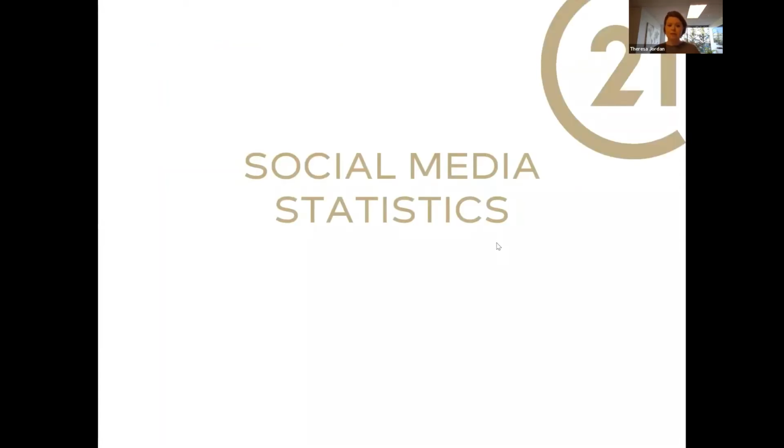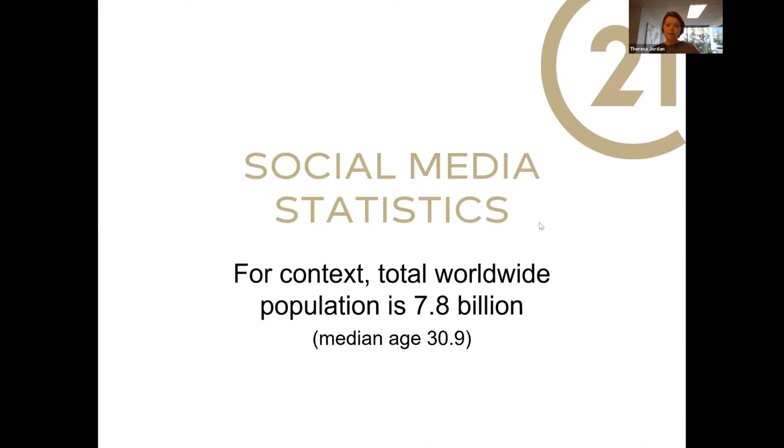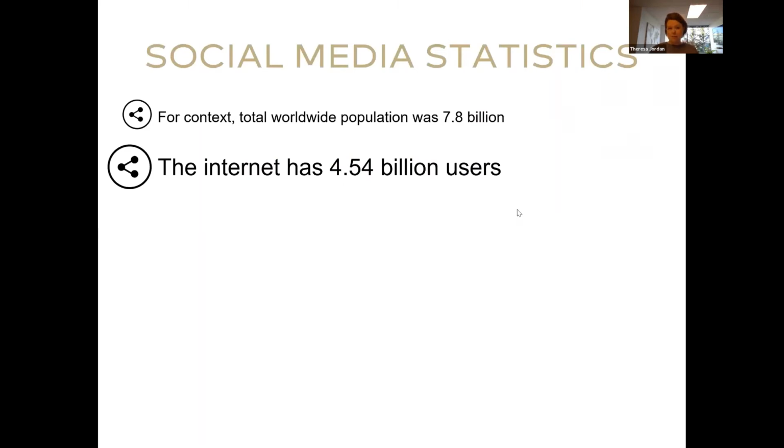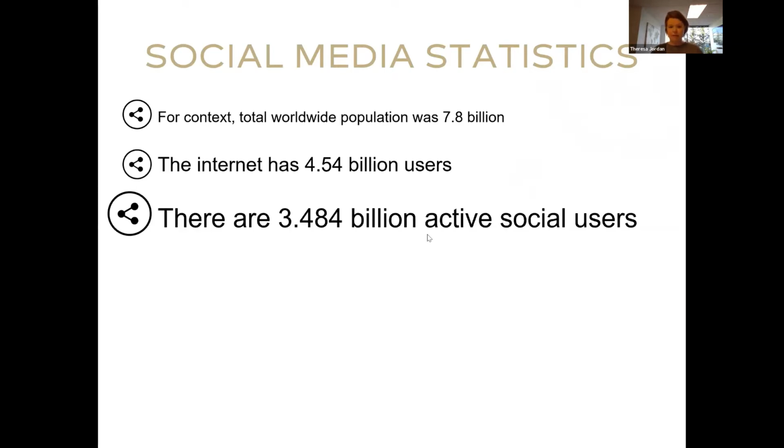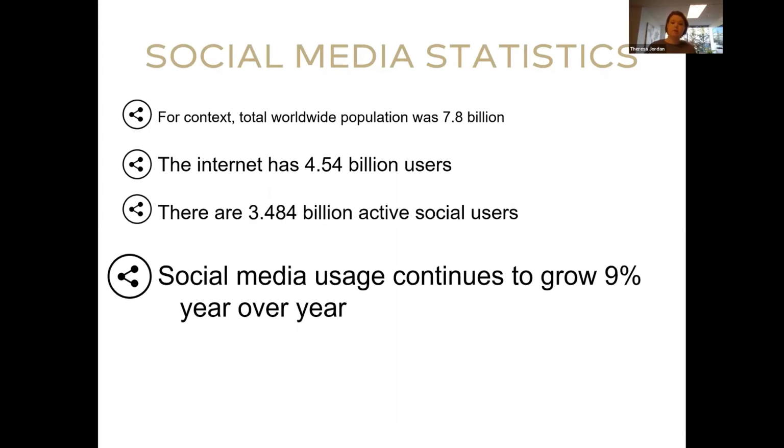I want to go over some statistics about social media. For context, you need to know that there are 7.8 billion people in the world, and that our median age in the world right now is 30.9. A lot of younger people in the world. There are 4.5 billion internet users. That's half of the population. And 3.4 billion are active social users. So we're talking people who are hopping on social media consistently. That's a big number. Social media continues to grow about 9% every year. That number hasn't changed, those 9%.